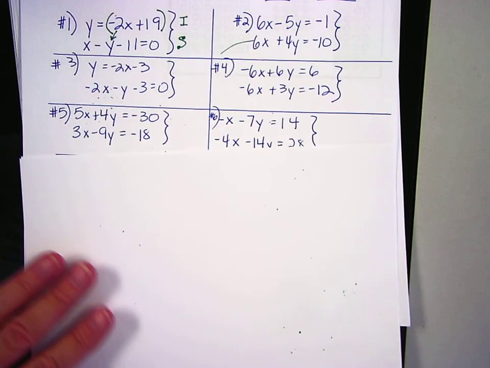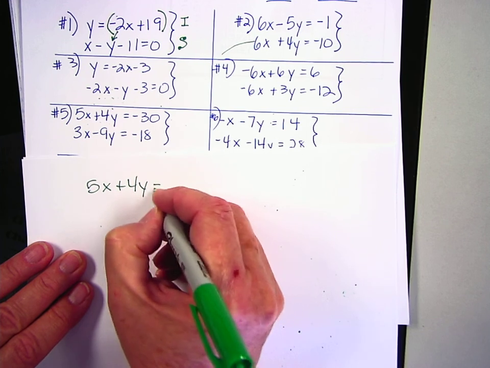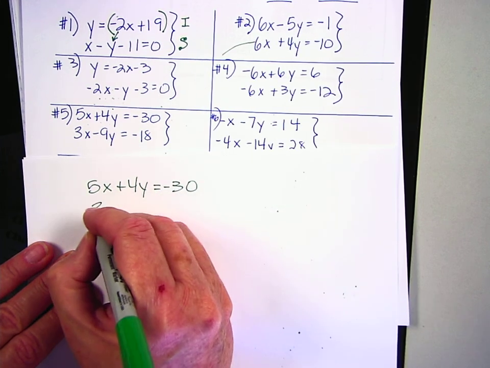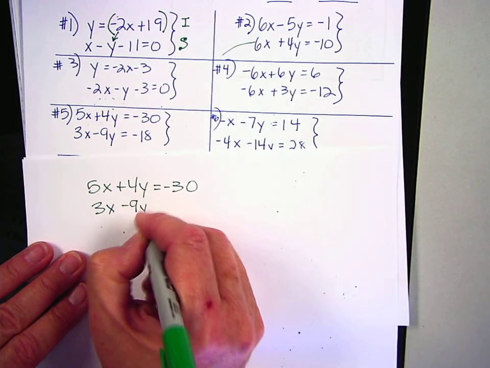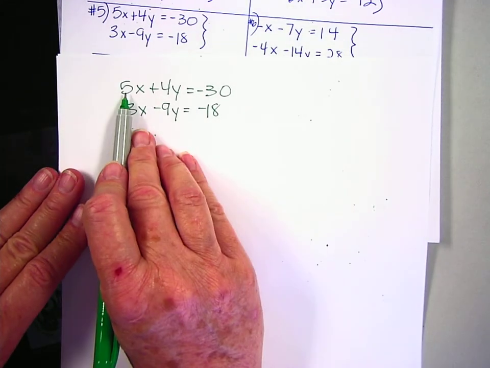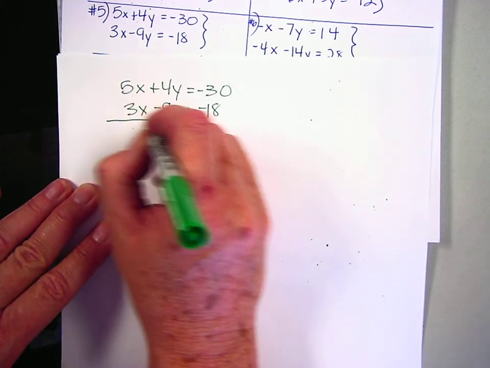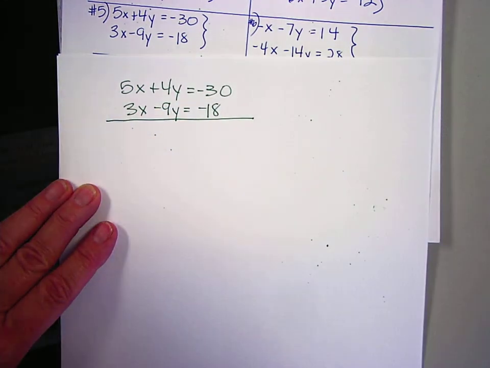Okay, number 5. 5x plus 4y equals negative 30. 3x minus 9y equals negative 18. No coefficients of 1, no isolated variables. We're going to use combination elimination.